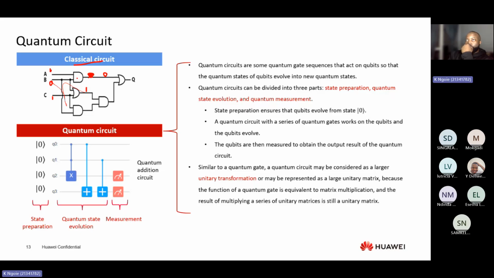Zero. Yes, 0 here. And here, zero. 0, yes. And then what are we gonna have as the final output? Zero. Yes, we're gonna have a 0.